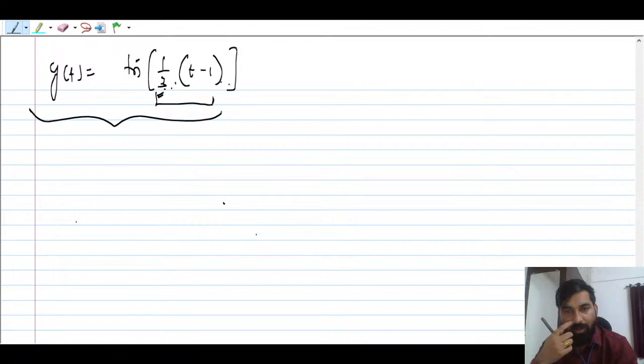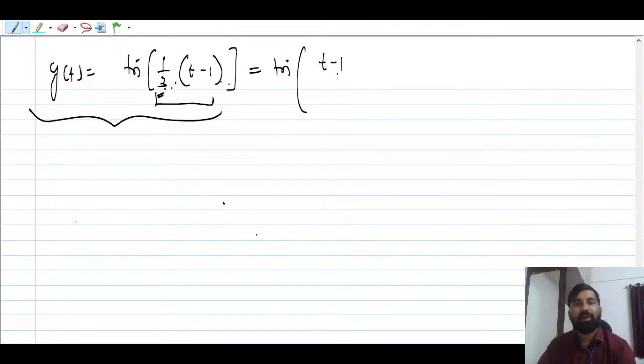So here, let me tell you directly, it will be a stretched triangular pulse of width 6. The width is going to be 6. I can show you how you can write this. It's a very simple concept, right? So you write it like this: triangular of t minus 1 by 3. Here you go.